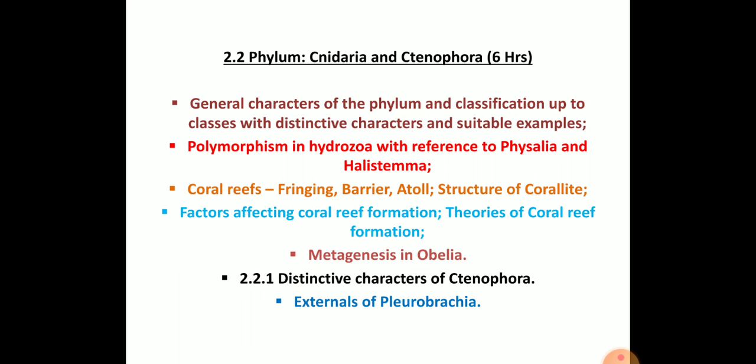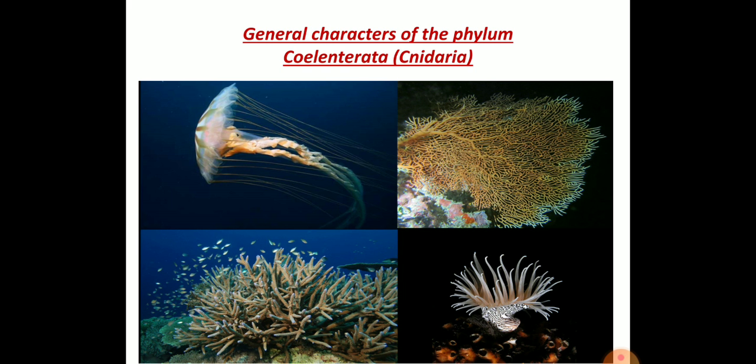metagenesis in Obelia, and the characteristics of Ctenophora and the externals of Pleurobrachia. So these are all the concepts which will be covered under this chapter, that is the Coelenterata and Ctenophora. Now in this session we will be studying the general characteristics of the phylum Coelenterata.